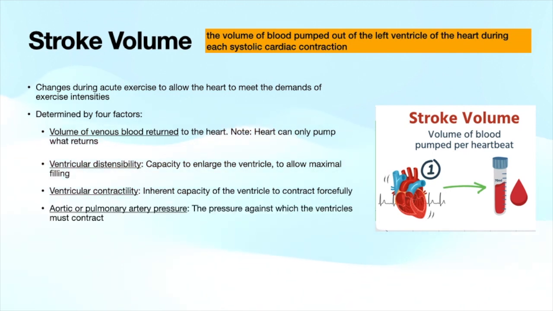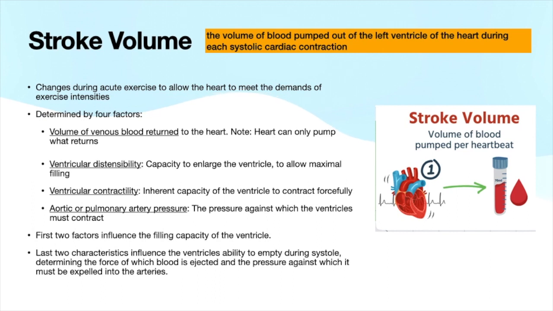So that more blood can be distributed. Right. And the last one is aortic or pulmonary artery pressure. It's the pressure against which the ventricles must contract. So I said this earlier, no? The first two factors influence the filling capacity of the ventricle, while the last two influence the ventricle's ability to empty during systole, determining the force with which blood is ejected and the pressure against which it must be expelled into the arteries.